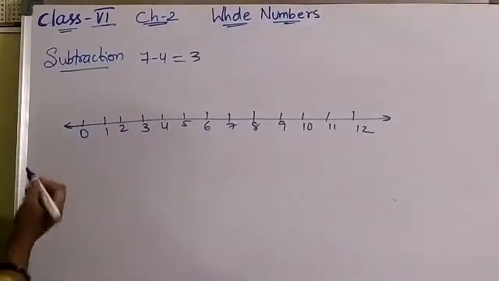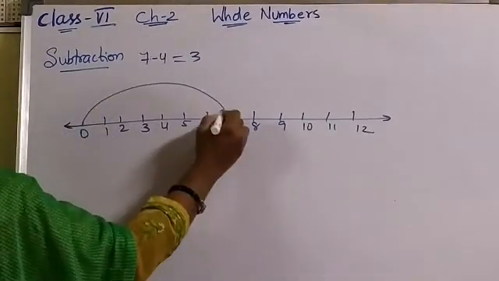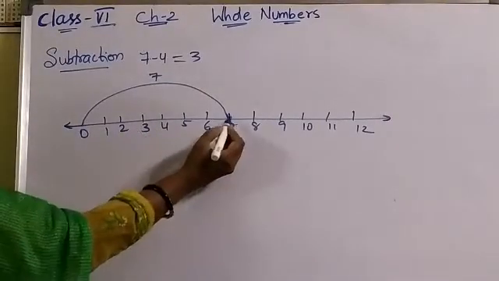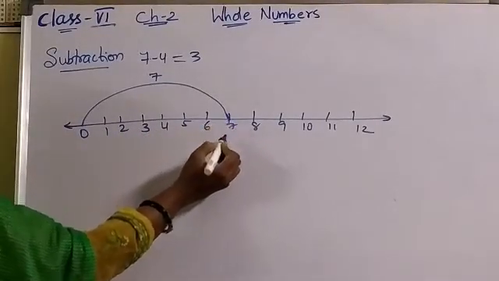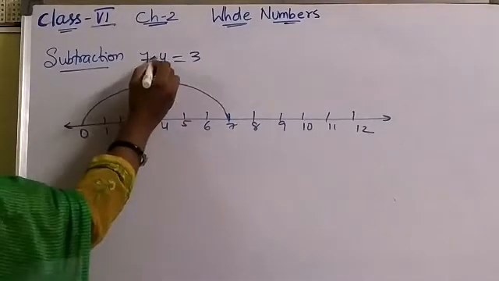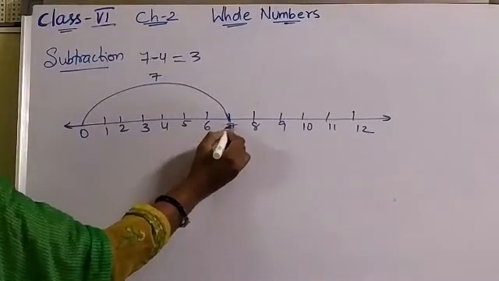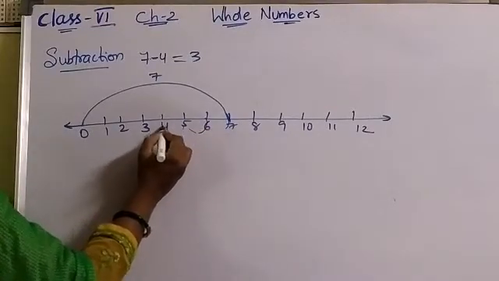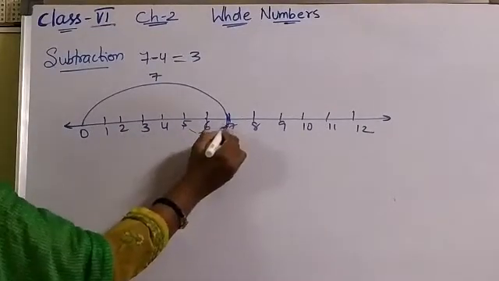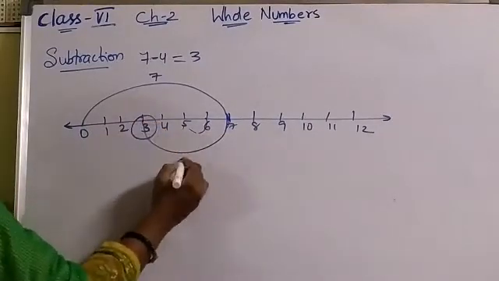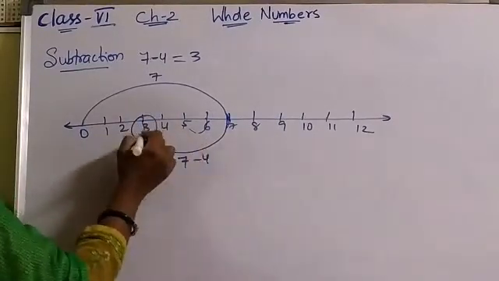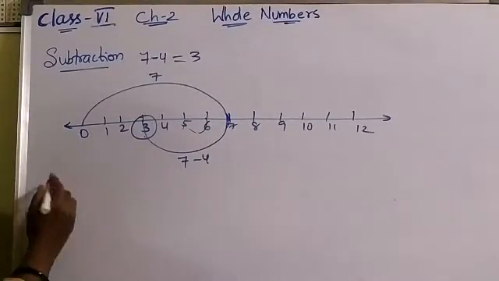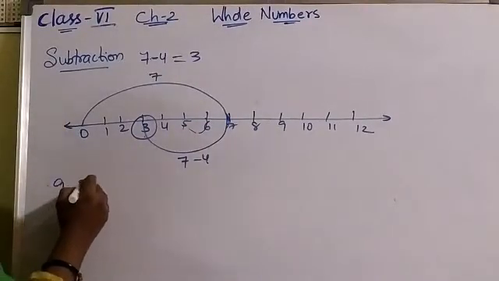How will you represent 7? From 0 to 7. This is 7. Now start from 7. Take 4 steps to the left. Here it is minus 4, no? We should take 4 steps to the left. 1, 2, 3, 4. So from here to here you will get the answer. This indicates 7 minus 4. What is the answer here? 3.